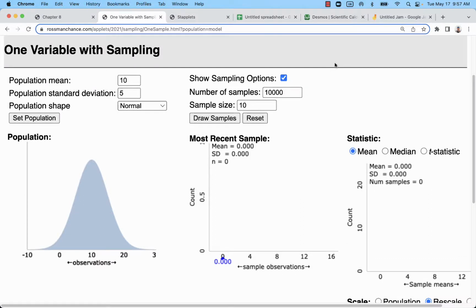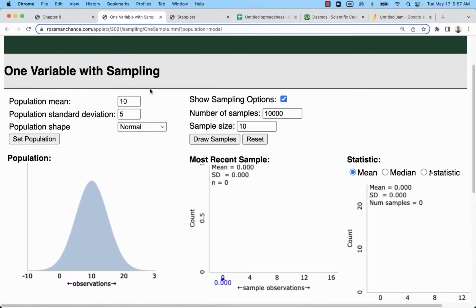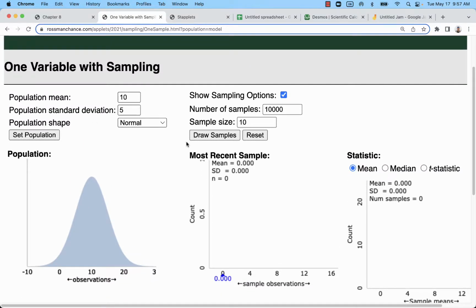Let's talk about the concept of the t-distribution. So here I'm looking at the Rossman Chance applet where we can sample from a normal population. What I'm going to do is take a sample of size 10, one at a time, from this population. And what I want you to do is look at the standard deviation as we go sample to sample.